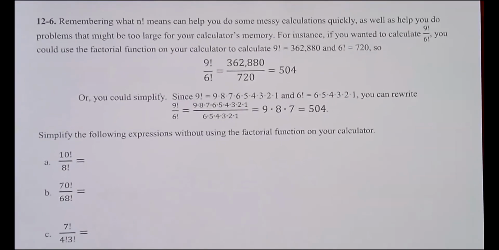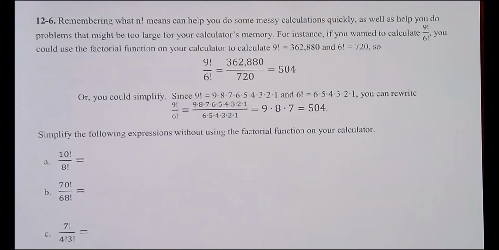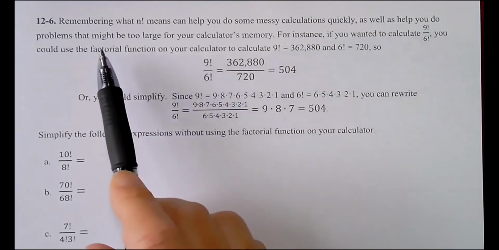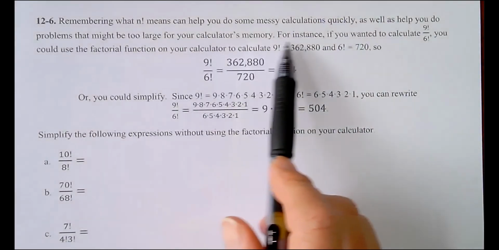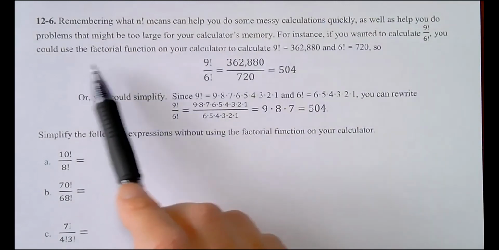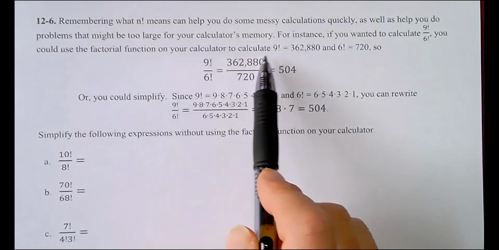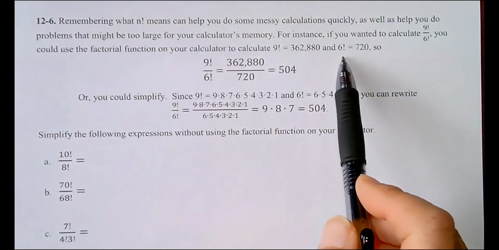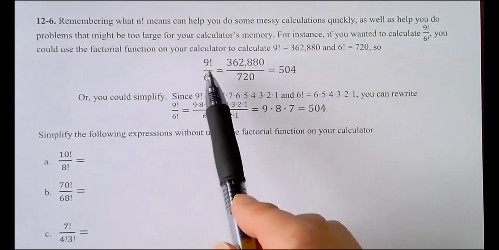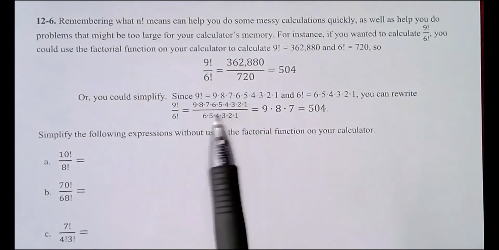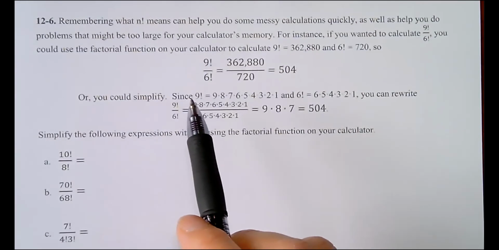So now let's come back to 12-6. It says, remembering what n factorial means can help you do some messy calculations quickly, as well as help you do problems that might be too large for your calculator's memory. For instance, if you wanted to calculate 9 factorial over 6 factorial, you could use the factorial function on your calculator to calculate 9 factorial and get 362,880, and 6 factorial and get 720. So 9 factorial over 6 factorial is this. You can put that in your calculator and work it out. Or you could simply do the following.